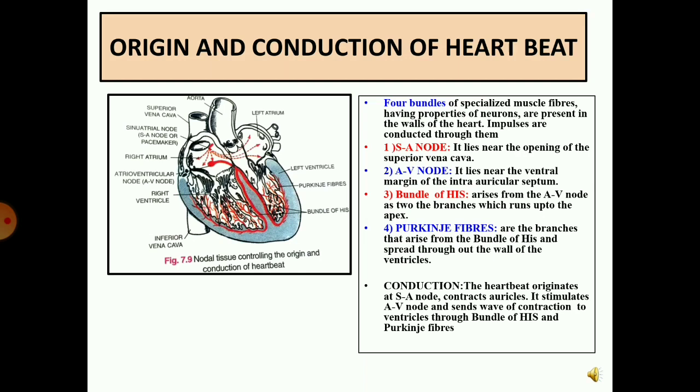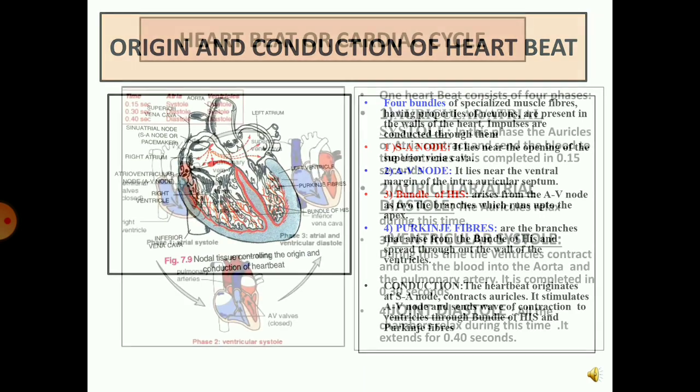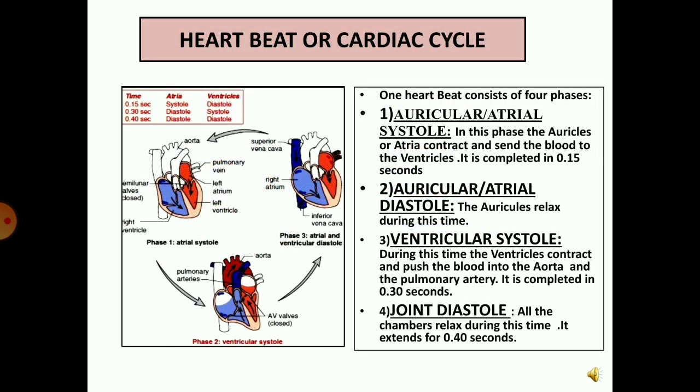Now, let us see the heartbeat or cardiac cycle. One heartbeat consists of 4 phases. Auricular systole. Systole means contraction phase and diastole means relaxation phase. Auricular systole: in this phase, the auricles contract and send the blood to the ventricles. It is completed in 0.15 seconds.